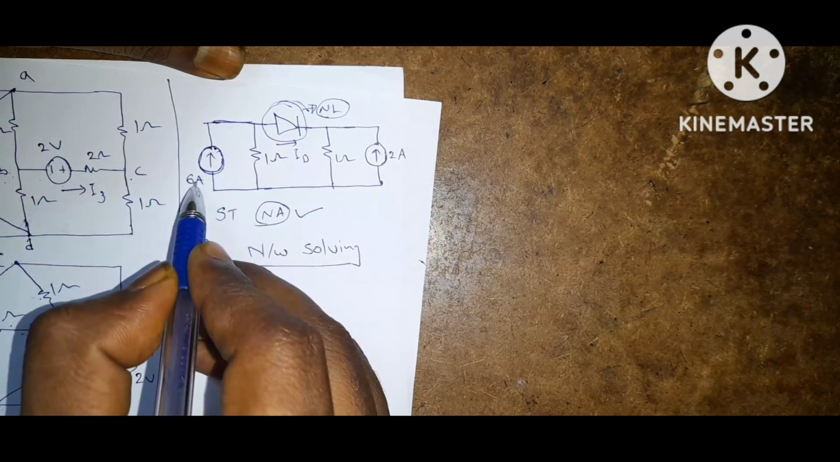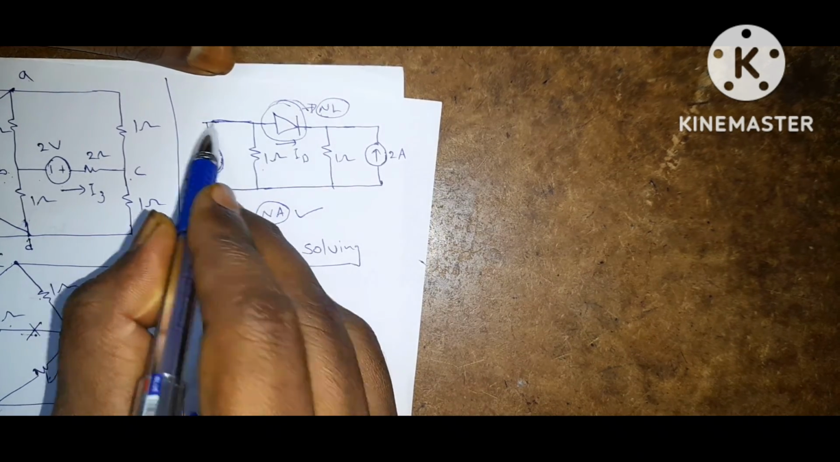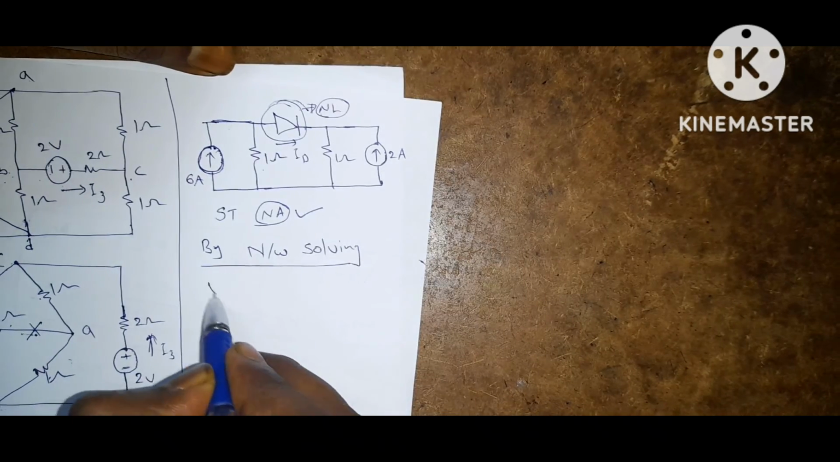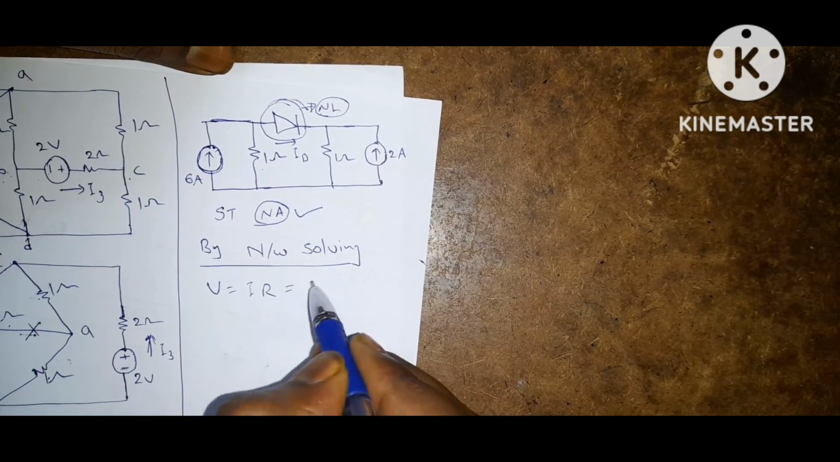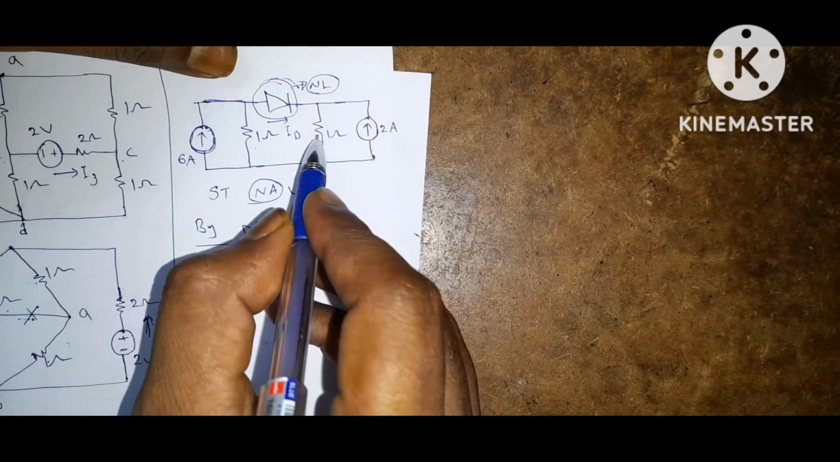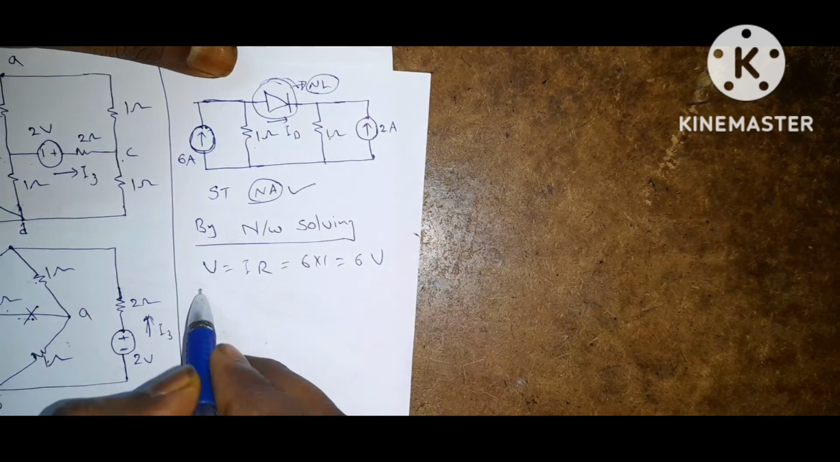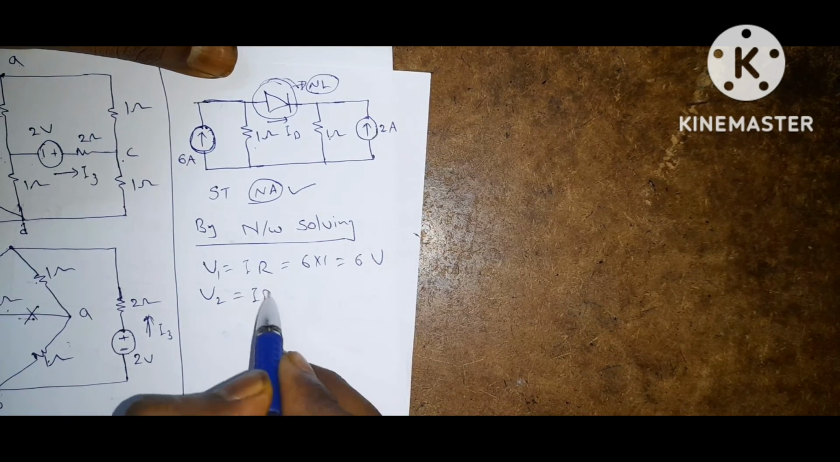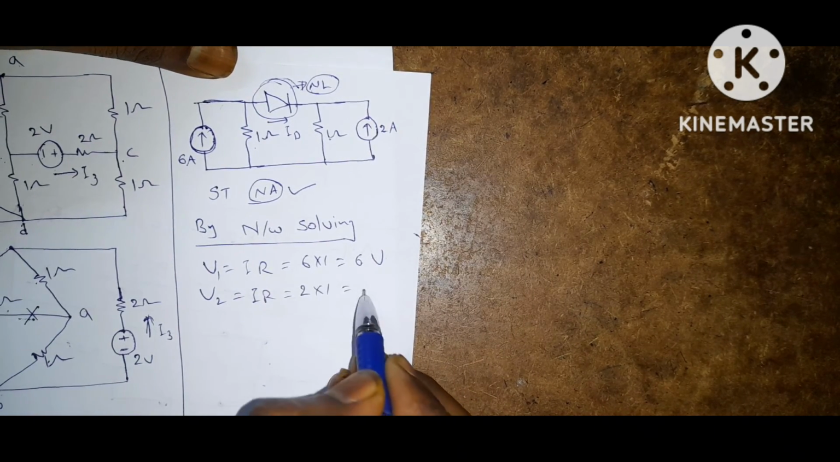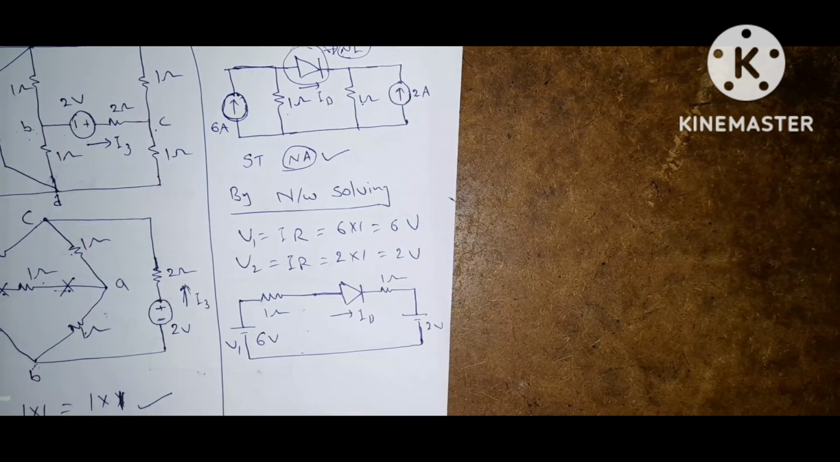Here if you observe, 6 ohm is in parallel with the 1 ohm resistor. So if you apply source transformation, what is the voltage? V equal to IR, 6 into 1, that equals 6 volts. Similarly for this one, here 1 ohm, this is 2 amps, so let it be V1, V2. IR is equal to 2 into 1, 2 volts. So the circuit becomes like this.